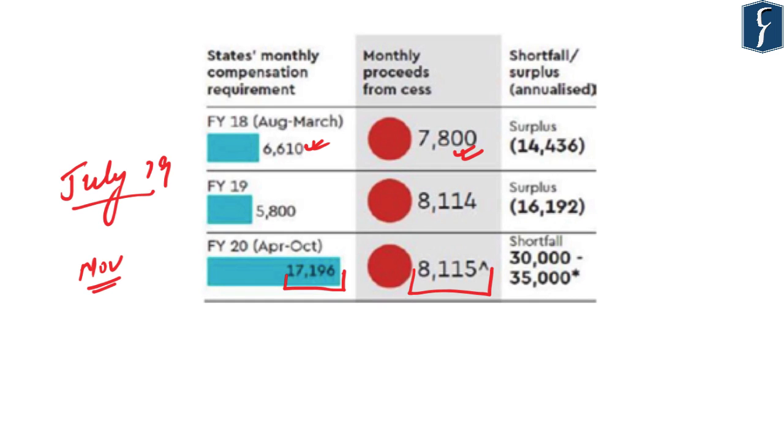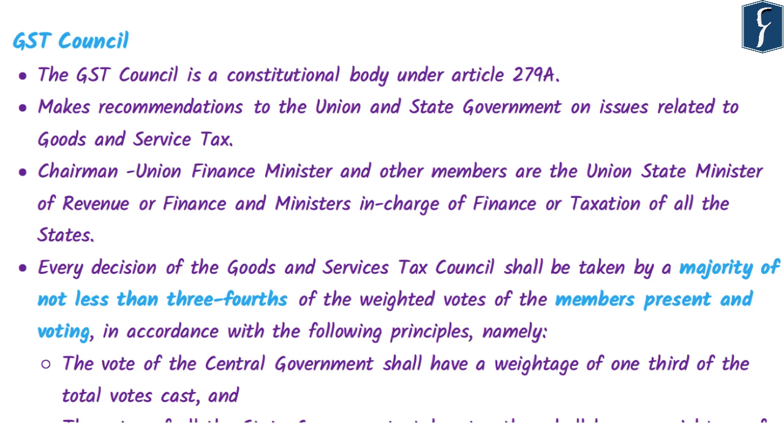So in this regard, the article says that the Centre is tinkering with the idea that it can resort to market borrowing. Who will decide whether market borrowing has to be resorted to or not? The GST Council. Let's talk a little bit about the GST Council. First and foremost thing you need to know is that the GST Council is a constitutional body. It has been constituted under Article 279A. And it makes recommendations to the union and state governments on issues related to goods and service tax.